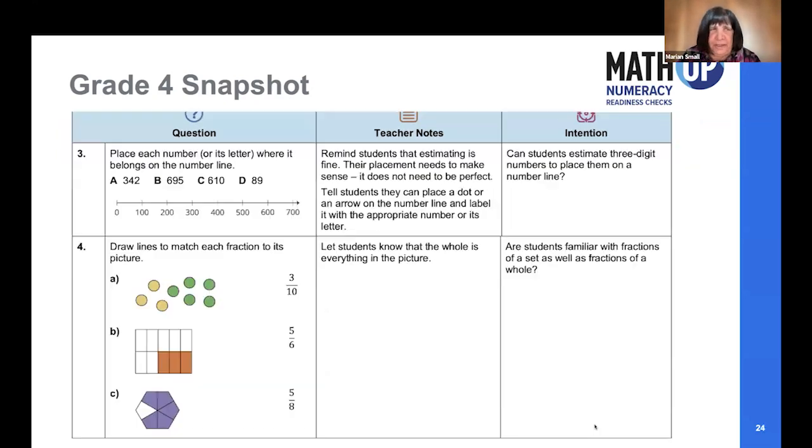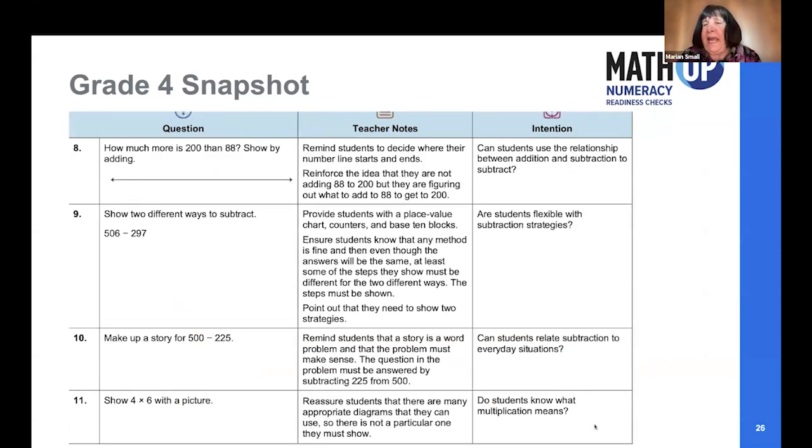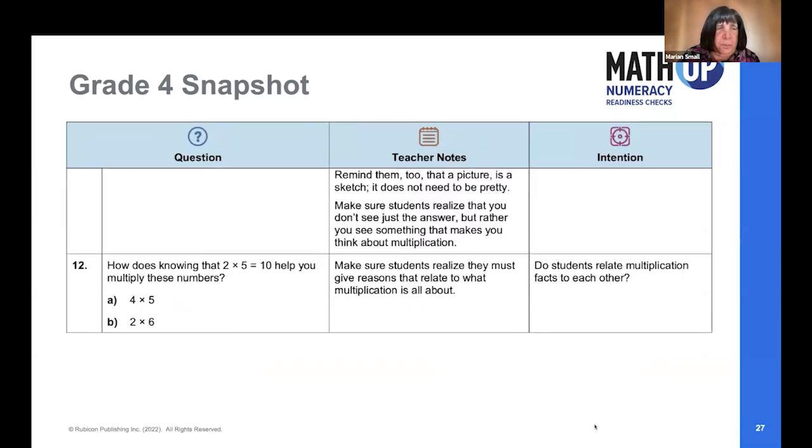There's comparison, again, place value. Question 3 is about, can you put numbers on a number line? Can you compare numbers? Question 4 is about fractions. Question 5 is also about fractions, but it's very conceptual. If that is a quarter, what does a whole look like? Question 5 is about addition. 6 is about addition. 7 is about addition. 8 is about subtraction. 9 and 10 are about subtraction. 11 is about multiplication. 12 is about multiplication. So there's 12 questions covering what I thought were the criticals from previous grade, just for the beginning of the year to give you a feel for your students.